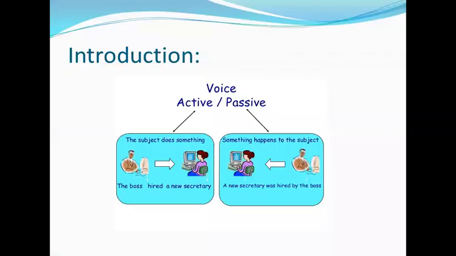We have two types of voices, active voice and passive voice. In active voice, the subject does something, and in passive voice, something happens to the subject. In the first sentence, the boss hired a secretary. Boss is the subject. He's doing something, meaning hiring a secretary. In the second sentence, which is a passive one, a secretary was hired by the boss, something happens to the secretary by the boss.